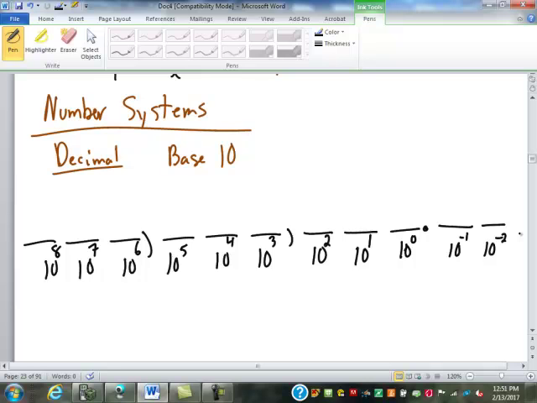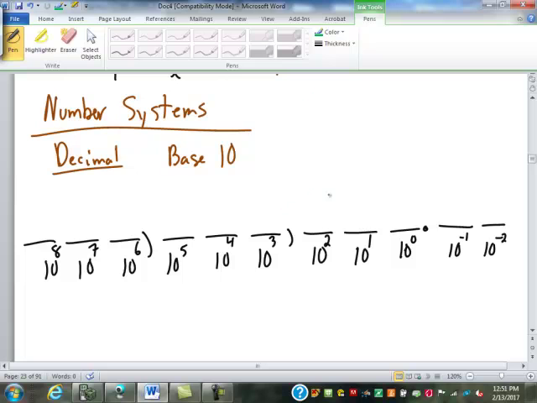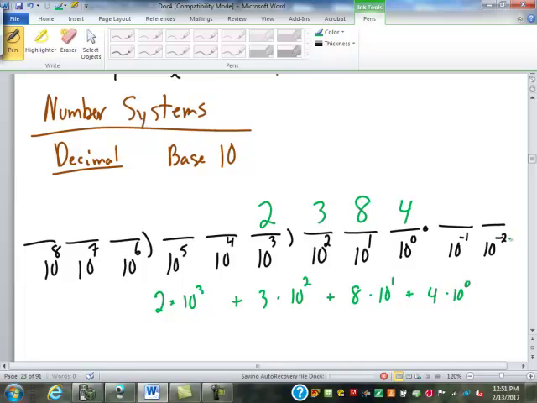So if we want to look at a different number base, well, let's do this. Let's say we've got 2,384. That is 2 times 10 to the third plus 3 times 10 to the second plus 8 times 10 to the 1, or just 10, plus 4 times 10 to the 0. That's what those values literally are. So that's the positioning in that place valued system.